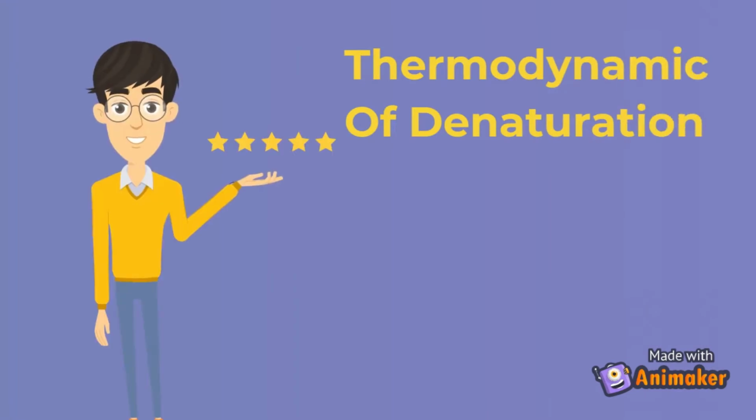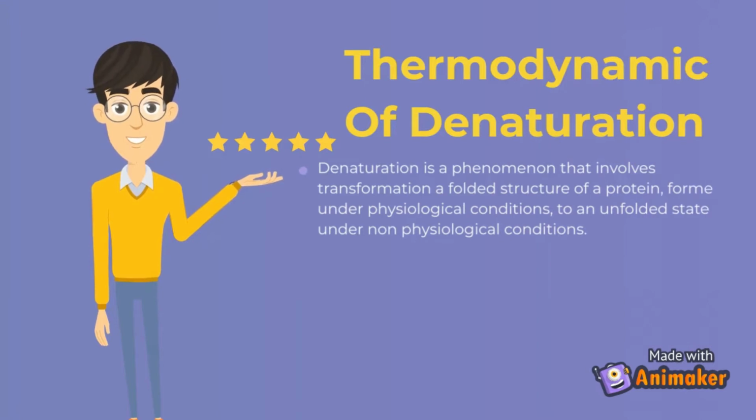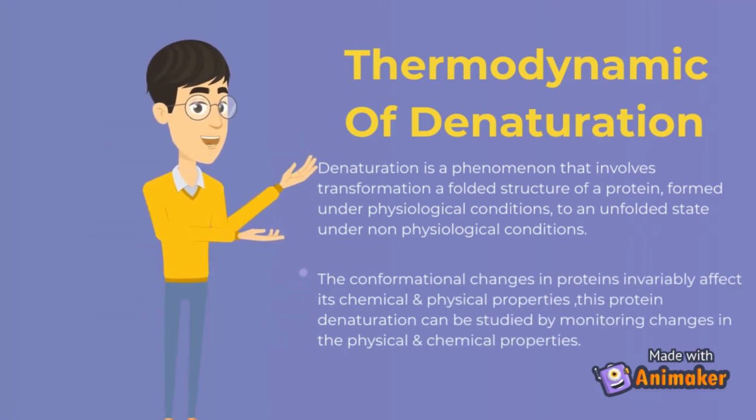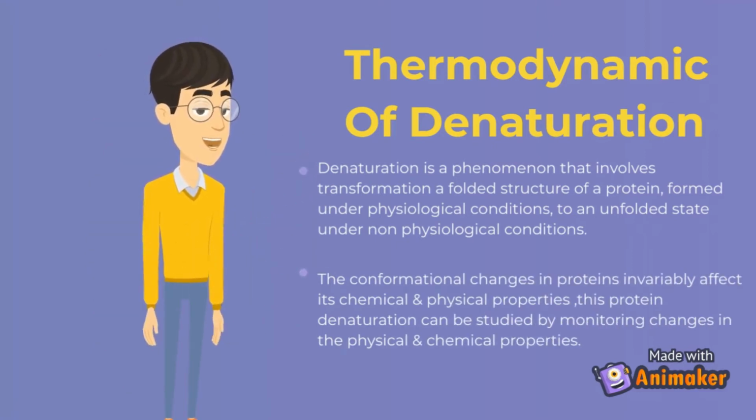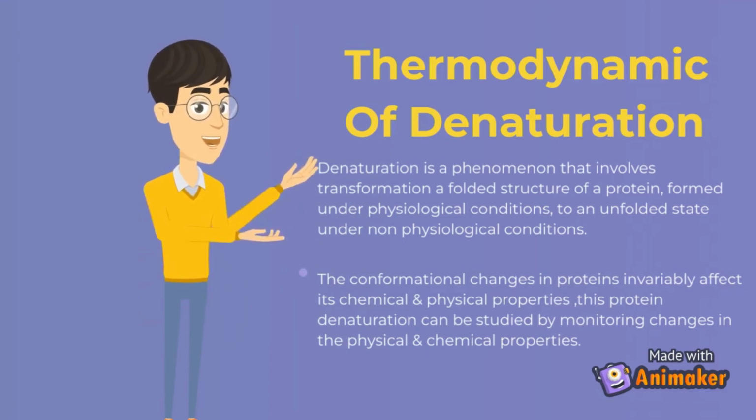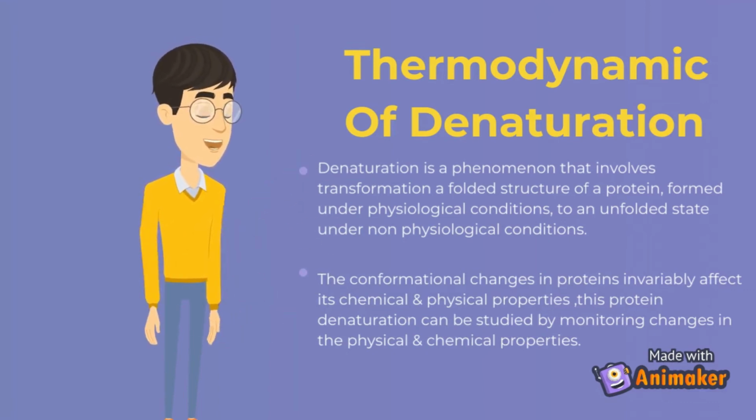Thermodynamics of protein denaturation. Denaturation is a phenomenon that involves transformation of the folded structure of a protein, formed under physiological conditions, to an unfolded state under non-physiological conditions. The conformational changes in proteins invariably affect their chemical and physical properties. This protein denaturation can be studied by monitoring changes in the physical and chemical properties.